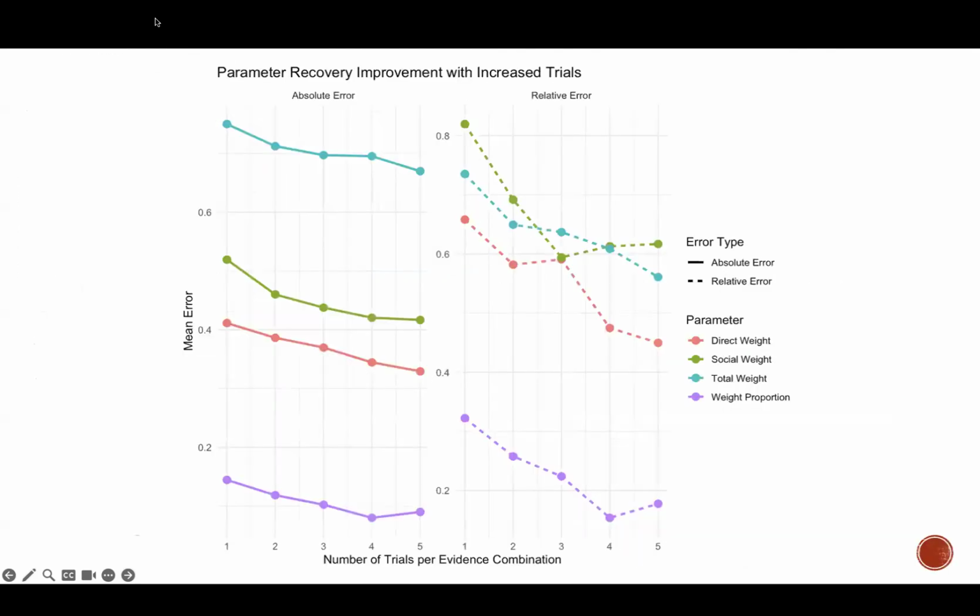And here I also represented in terms of absolute error in the parameter reconstruction, right? How does the parameter recovery error change with increasing number of trials? We can see that there is a clear decrease as we increase the number of trials. On the left panel is in absolute terms, on the right panel is given the average value of that parameter.